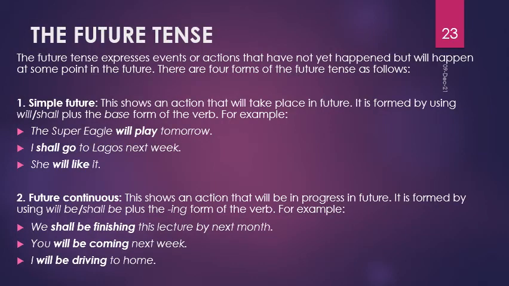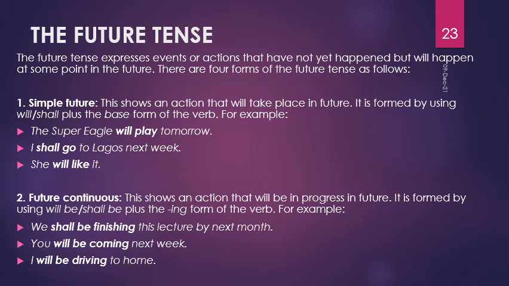The future tense. The future tense expresses events or actions that have not yet happened but will happen at some point in the future. There are 4 forms of the future tense. We can see them as follows. We have the simple future.